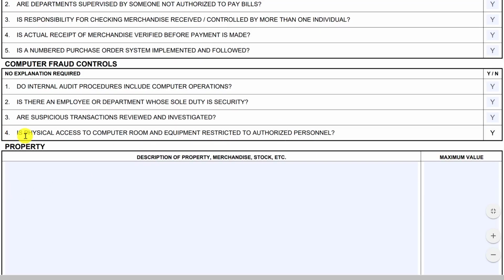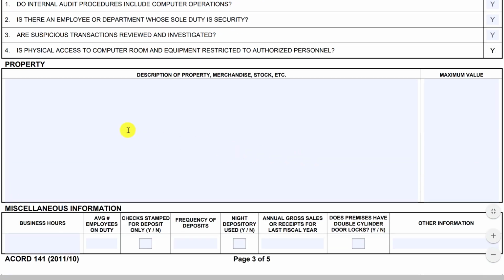Again, I was in an office for a long time where this didn't occur until we put a lock on the door. So again, it just depends.